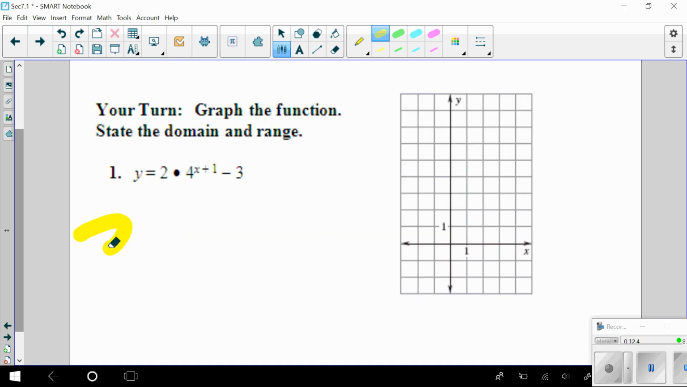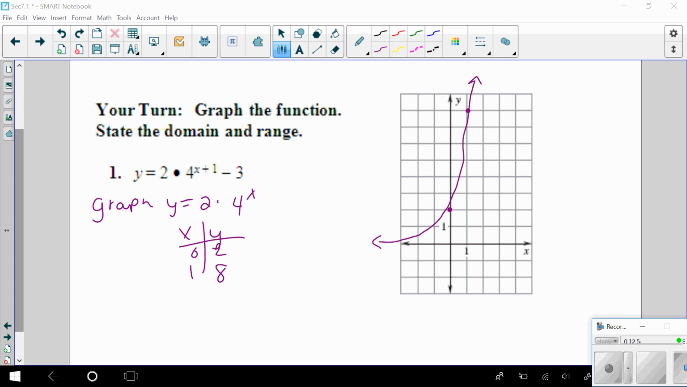So here's a couple examples you can do on your own. Pause while you work, and then you can unpause for the solution. Remember to state the domain and the range. So you want to start by graphing the function y equals 2 times 4 to the x power, and then we'll translate those points. So start with x equals 0 and x equals 1.